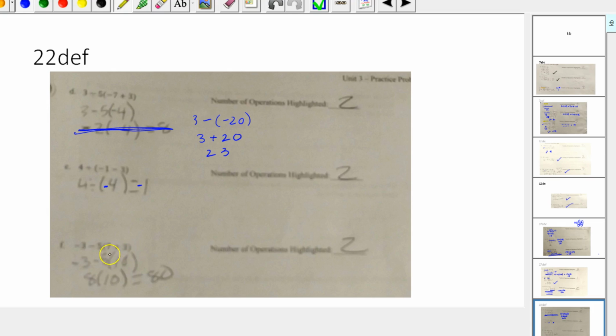Okay, let's see here. Started off good. We have the 10. You did the parentheses. Here again, you subtracted first. You want to do negative 3 minus 50. So multiply, and that's negative 53.